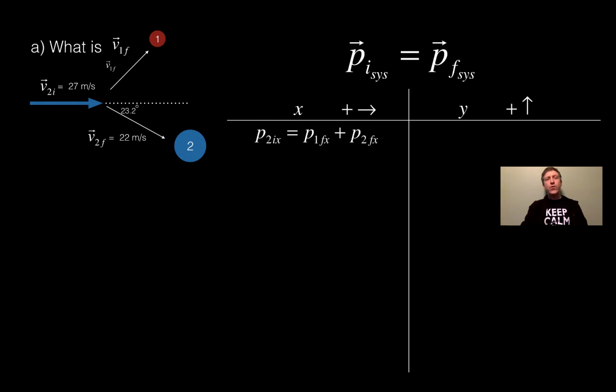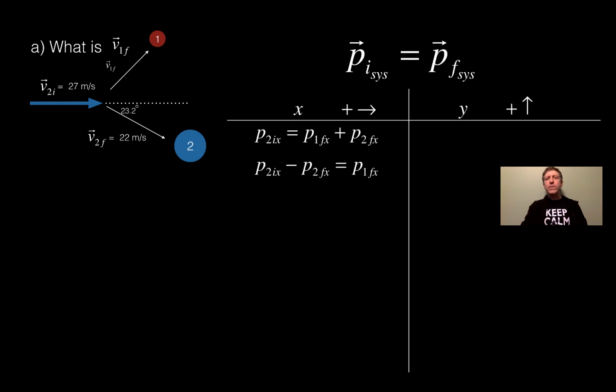And notice that I do have to include both objects in the final momentum calculation, both P1 final X and P2 final X, the momentum of object 1 in the X direction and the momentum of object 2 in the X direction, respectively. So what I want to do is figure out the final momentum of object 1. That's what I'm trying to find. So I'm going to subtract from both sides P2 final X, the final momentum of object 2. And that leaves me with P1 final X, the momentum of object 1 in the X direction, all by itself.